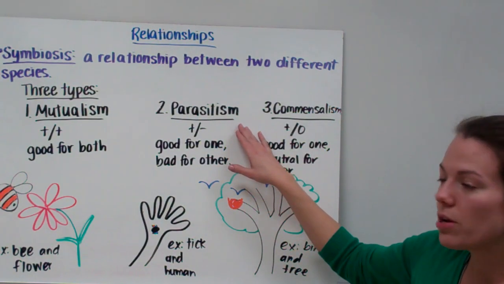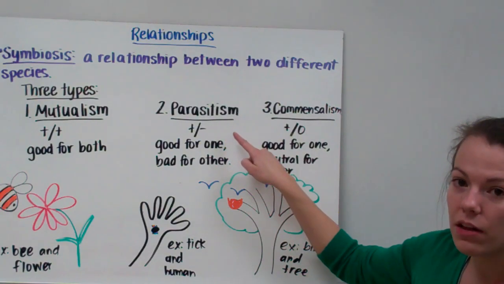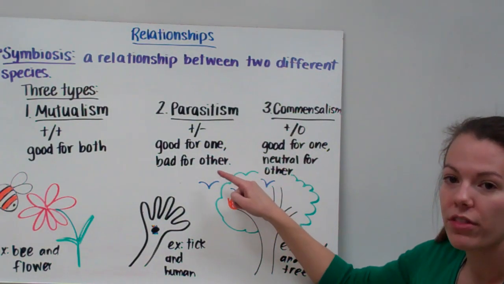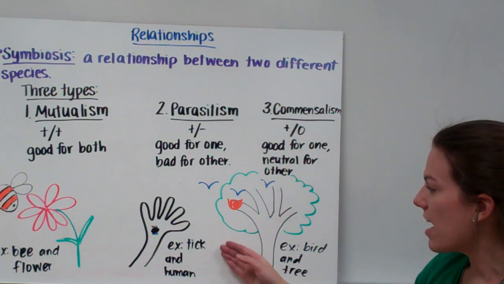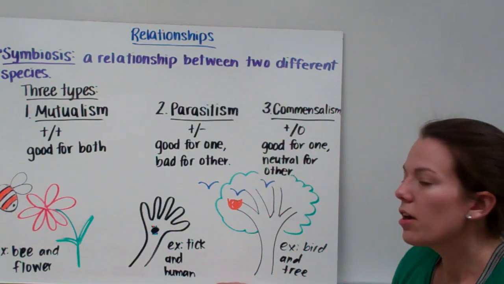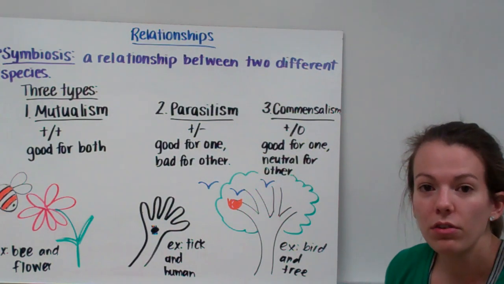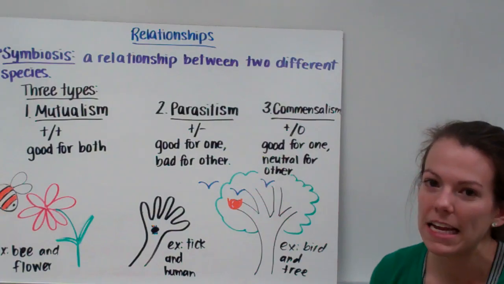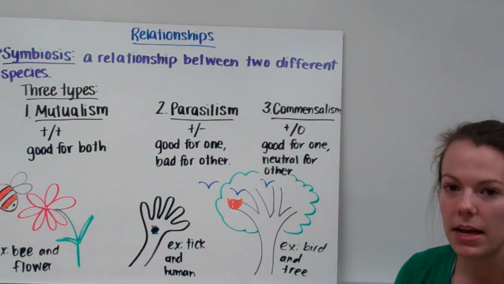Parasitism is a relationship where it's beneficial for one and negative for the other one. So it's good for one and bad for the other. A good example of this is a tick and a human. If you think about a tick, the tick gets food, the blood, from a human, but the human can get diseases and a nasty sore from the tick.